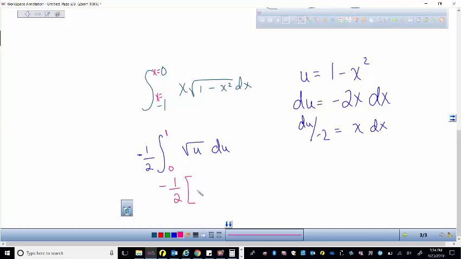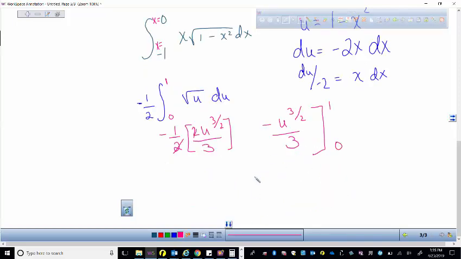So negative 1/2 is the multiplier. The antiderivative of that would be u to the 3/2 times 2/3. And I'm going to simplify this. These 2's can cancel, so I get negative u to the 3/2 over 3. And I'm going to evaluate that from 0 to 1. And so I'm going to get negative 1/3 minus 0, which is just negative 1/3.